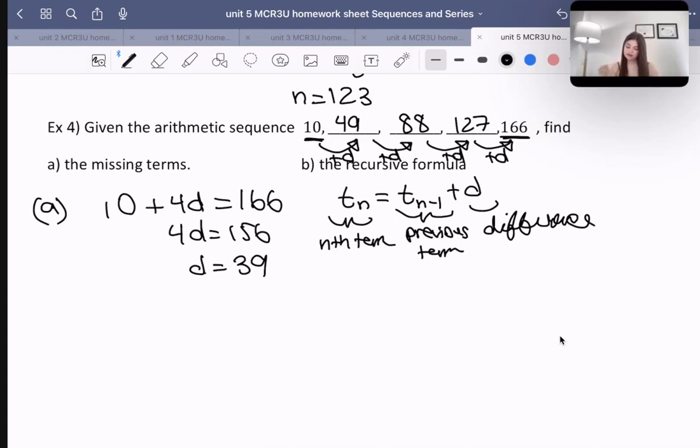No matter what term I choose, if I choose 49, 49 is equal to the previous term, which is 10, plus the common difference, which is 39, sorry. So 10 plus 39 gives us 49. If I choose 127, it is true, right? 127 is equal to the previous term, which is 88, plus the common difference, 39. And so this recursive formula makes complete sense with what we know about arithmetic sequences.